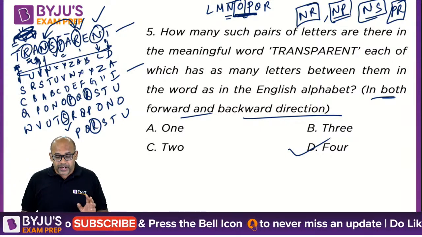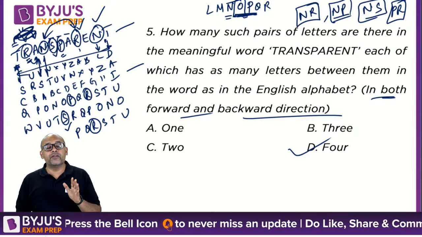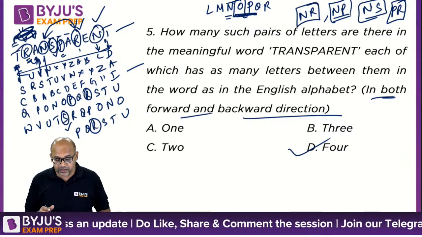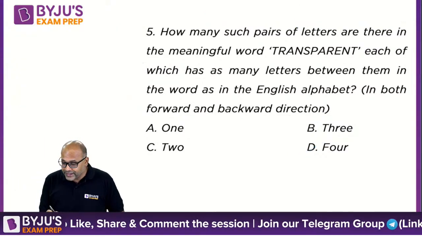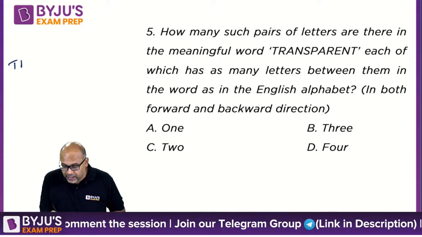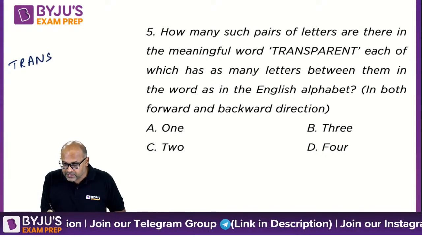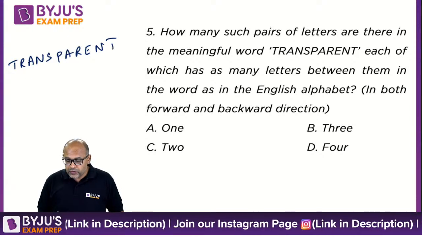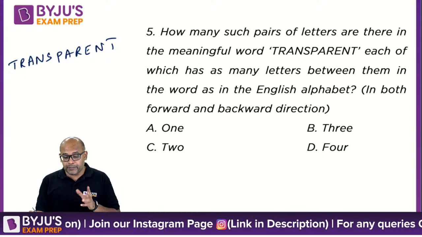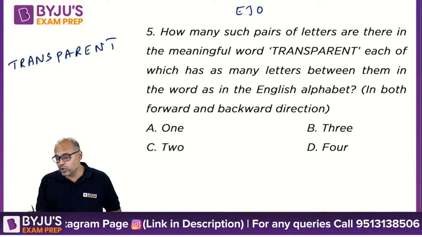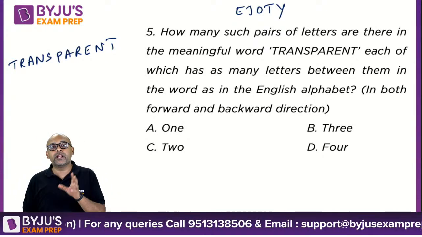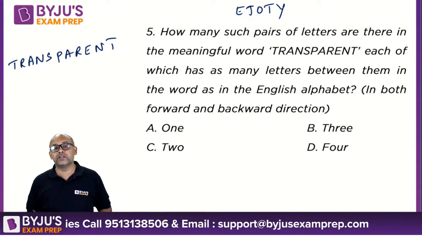Clear? Now, some of you might be confused about what Vicky is saying over here in the chat. I will also explain the process for what Vicky is saying. What he's saying is, look at TRANSPARENT. If you're looking at writing the place value, so EJOTY, if you remember this from some of the classes that I've taken, a quick way of remembering all the alphabets is to remember only these 5, EJOTY.